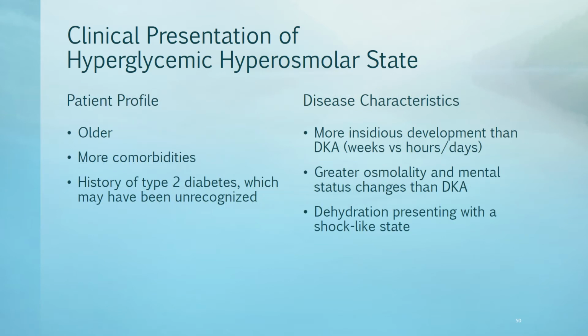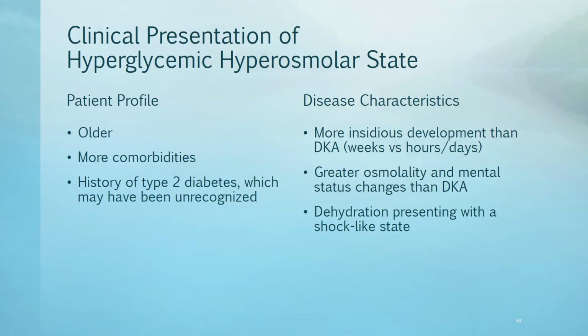Now, your patient profile, as mentioned, these guys are going to be elderly. They are usually greater than 60. They're going to have more comorbidities, which is a reason why they don't do as well, because they don't have any reserves to recover because they have other presenting problems.